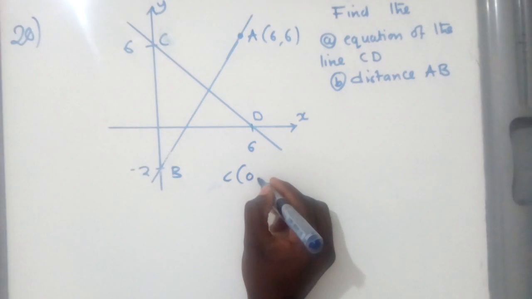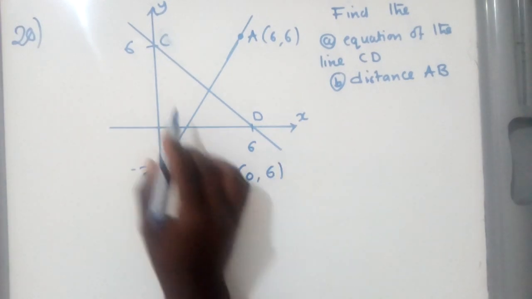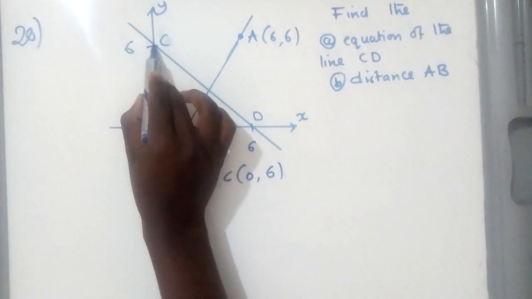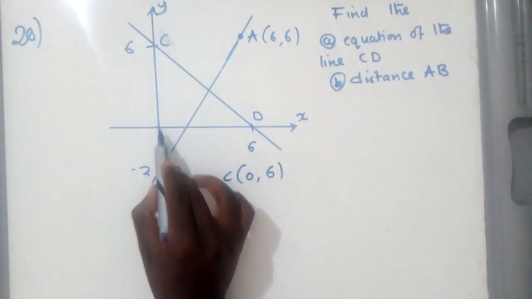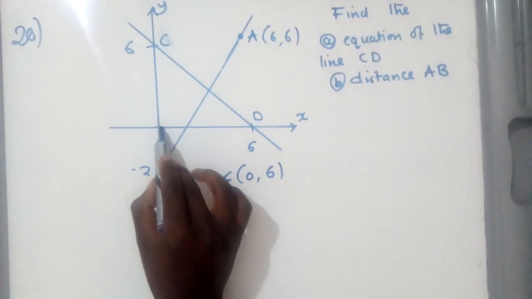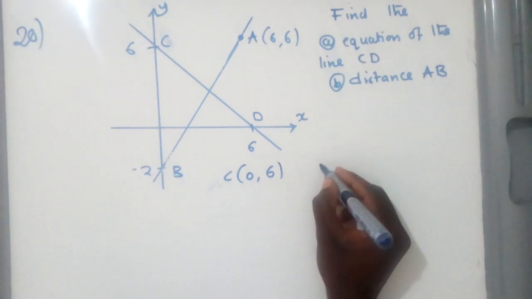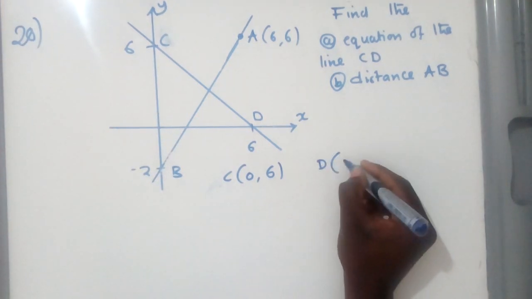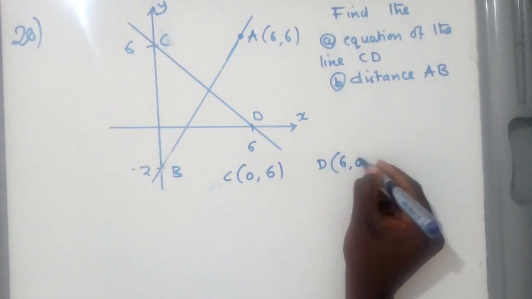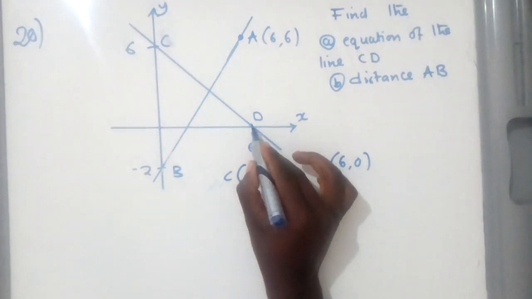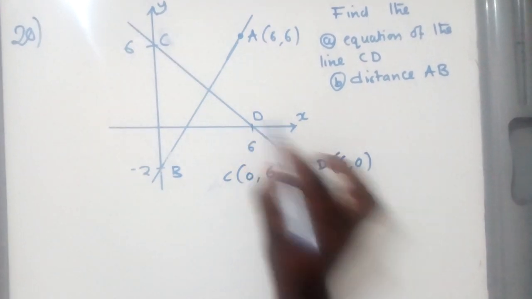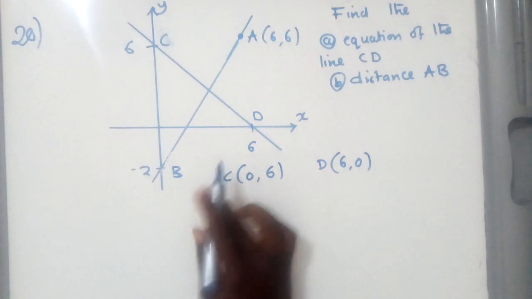So we have (0, 6) because it's passing at 6 on the y-axis. This is (0, 6). The y value is 6, the x value is 0 here. We go to D. D is (6, 0). It's only passing at 6 on the x-axis. So that's it.